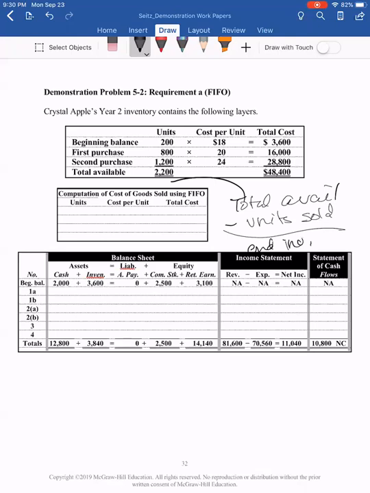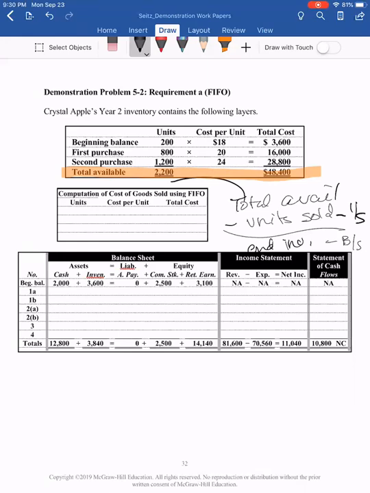If you add the units sold plus the ending inventory, whether it's a dollar amount or the number of units, you're going to get this available for sale. So I'm always trying to calculate back to this total available. I'm always trying to account for those totals. Part of this total available of 48,400 will go to units sold, which would be on the income statement, and part of it would end up in ending inventory, which would be the balance sheet. So first in, first out.